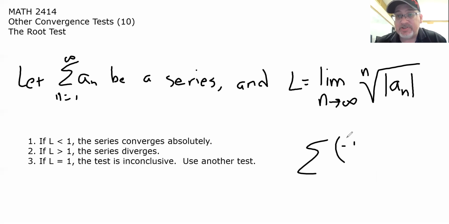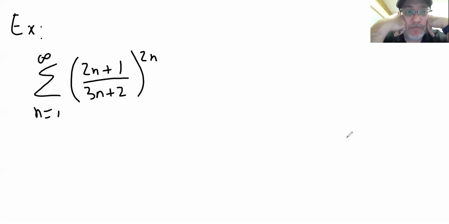So, for example, let's say you see something like this. Well, we're only going to do one example. The sum from n equals 1 to infinity of the fraction (2n plus 1) over (3n plus 2), all raised to the 2nth power. And the question is, does this converge absolutely? Does it converge? Does it diverge? The presence of this n in the power is a dead giveaway that you should try the root test. So let's do the root test.